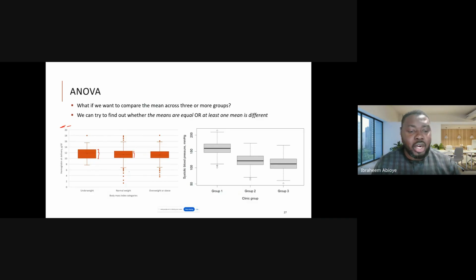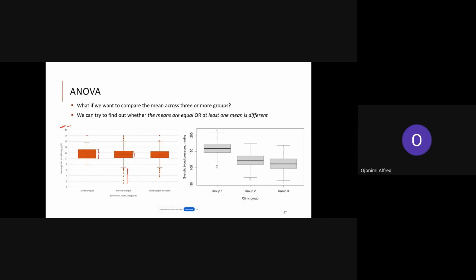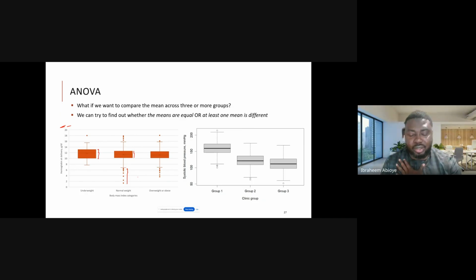Very good. How about these points? What are they called? Outliers. Very good. These are called outliers. Thank you very much.